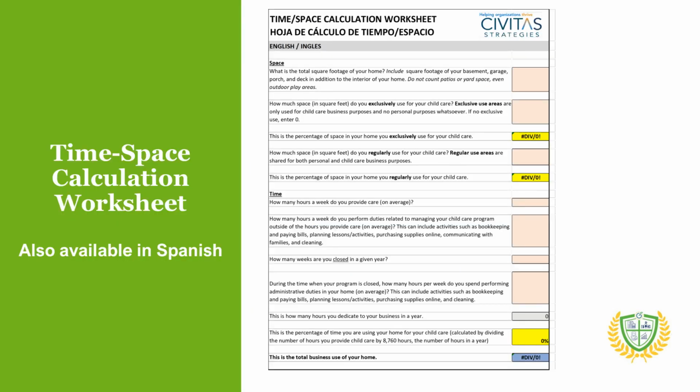You can also use this helpful worksheet to calculate your time-space percentage. When using your time-space calculation for tax purposes, you are encouraged to review the IRS instructions for Form 8829, expenses for business use of your home, or consult with your professional tax preparer.